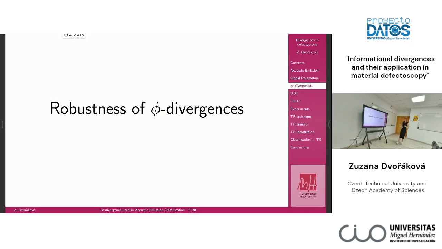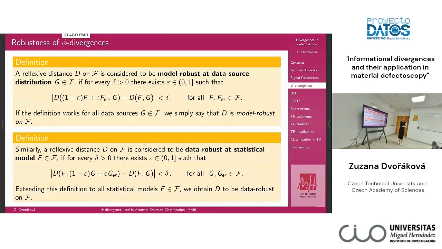So I started to talk about phi divergence. Now a little bit about the theory of robustness of phi divergence. This is a part of my work that I did with my colleague at the Czech University, and I try to apply it in my research. We have defined a new type of robustness. Here are the definitions. We define the so-called model robustness of data source distribution.